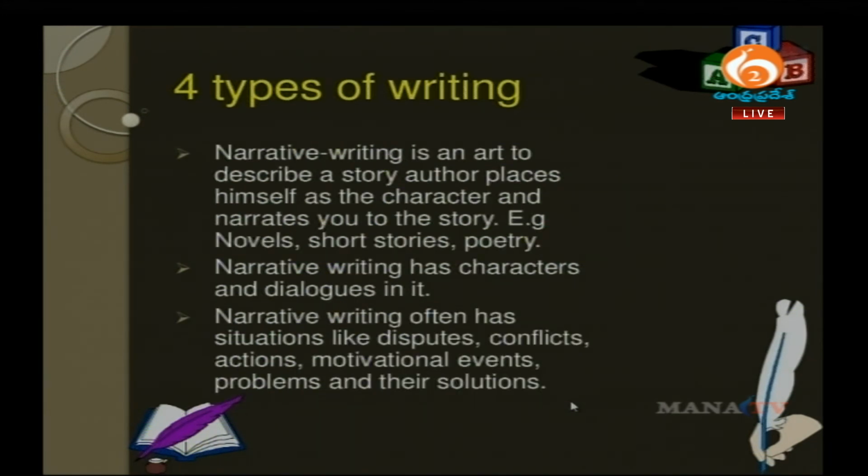Narrative writing is an art to describe a story. The author places himself as a character and narrates the story. Examples: novels, short stories and poetry. Narrative writing has characters and dialogues in it. Narrative writing often has situations like disputes, conflicts, actions, motivational events, problems and their solutions.